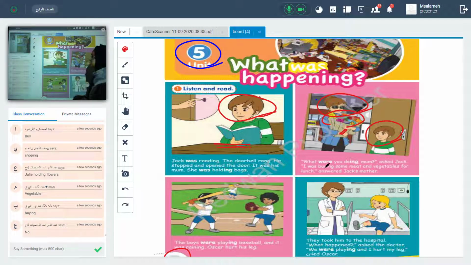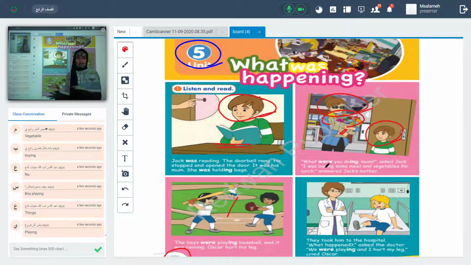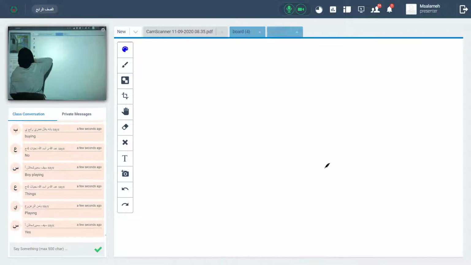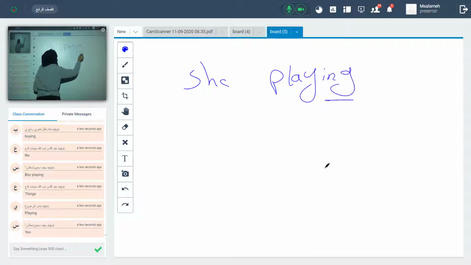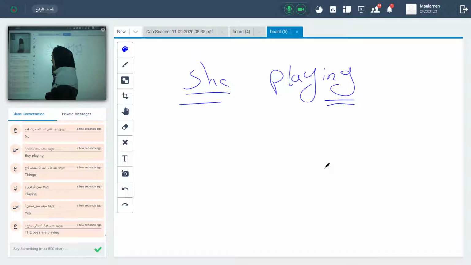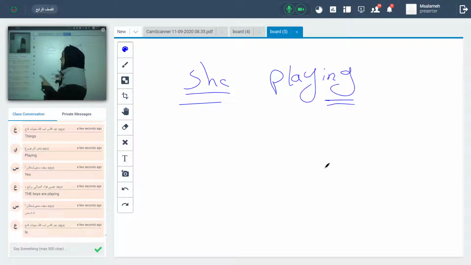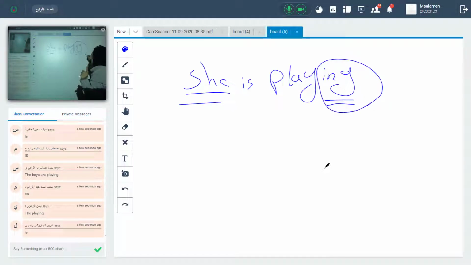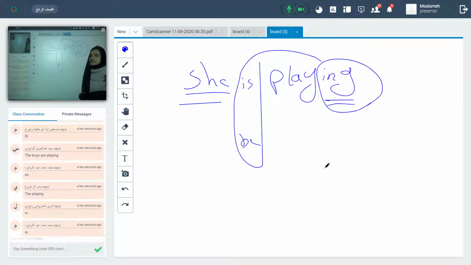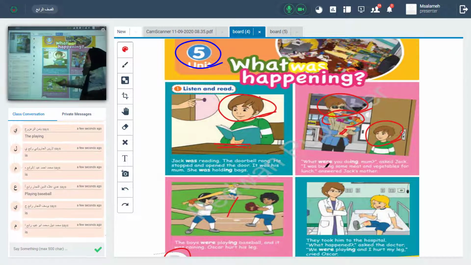Look at the picture number 3. What do you see in this picture number 3? The boys are playing, with full sentences. When you say playing, before the ing you must put is, are or am. For she, what do you take? Excellent, Issa, the boys are playing. Don't forget it, please: before the ing you must put one of the be verbs, is, are, am. The boys are not one person, so the boys are playing. Okay, look at the final picture, number 4.